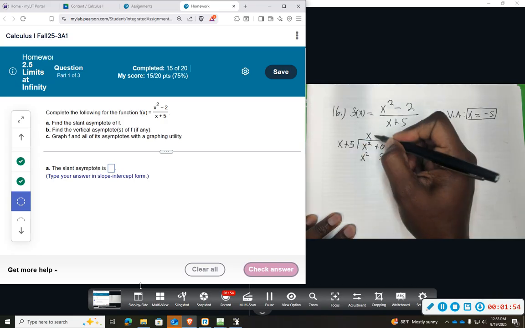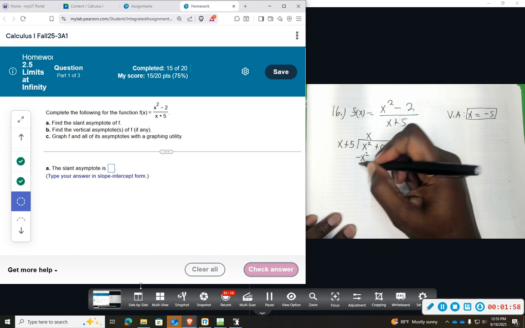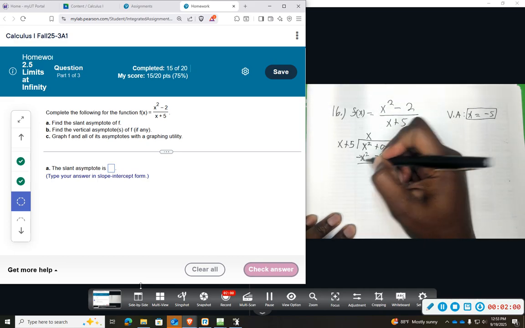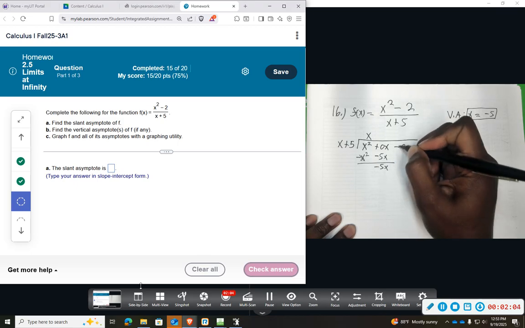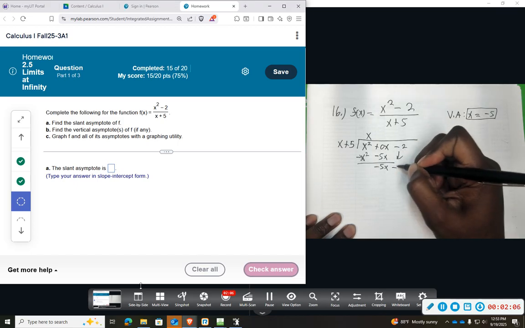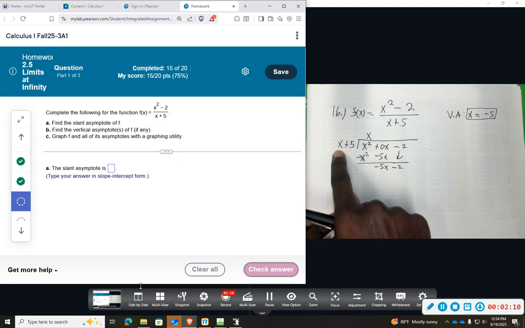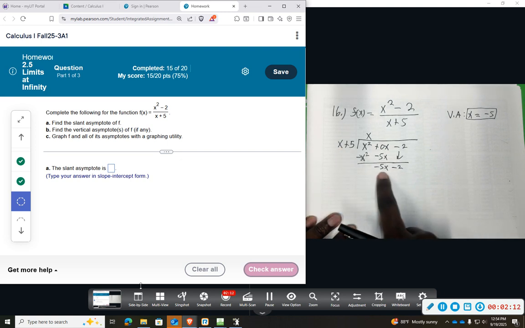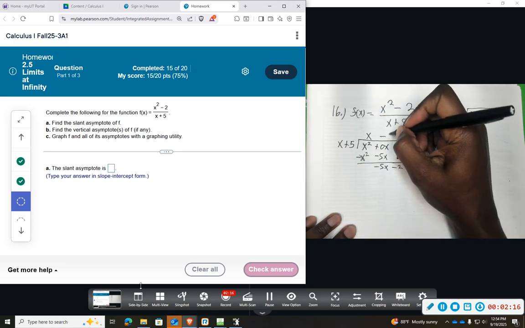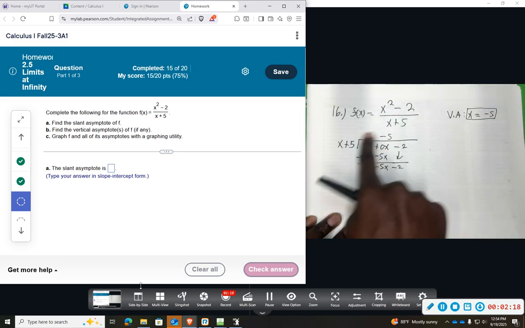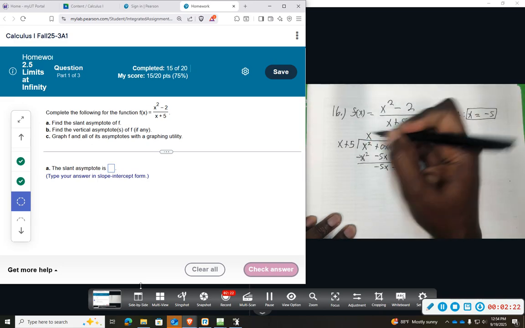Then you subtract, or you change the sign, so this will become negative. This will become negative. These will cancel out, and then we'll get a negative 5x, and then we bring down the minus 2, and then we start over. What do I need to multiply this x by so that it's equal to a negative 5x? That would just be minus 5. Okay, so at this point you have your linear function. That's our slant asymptote.